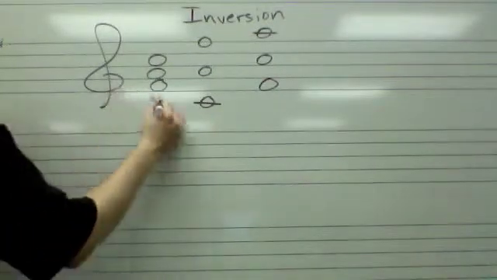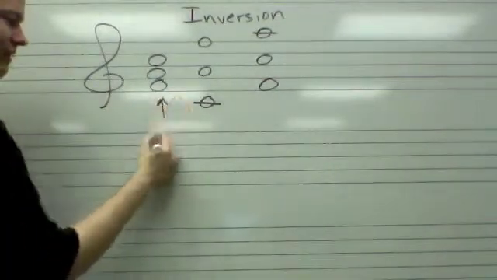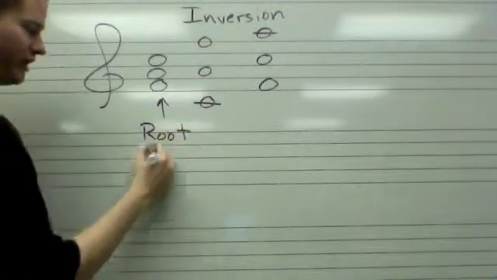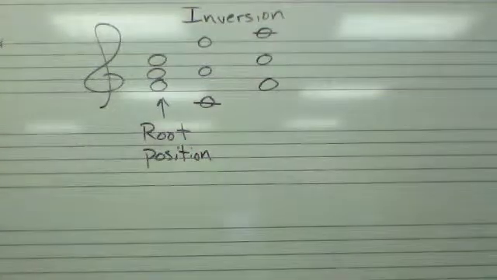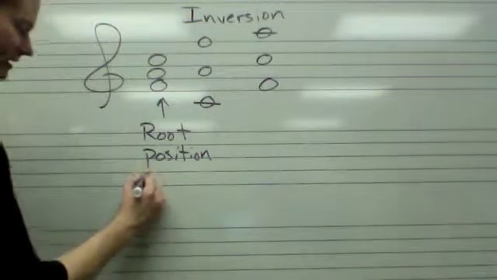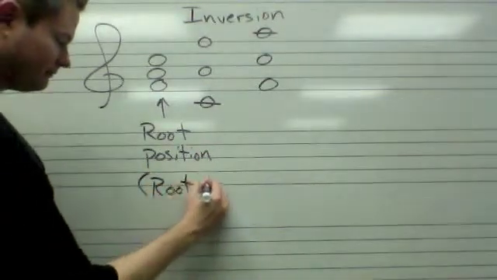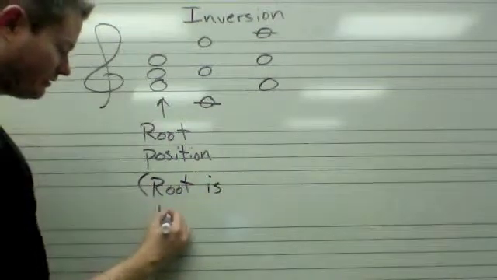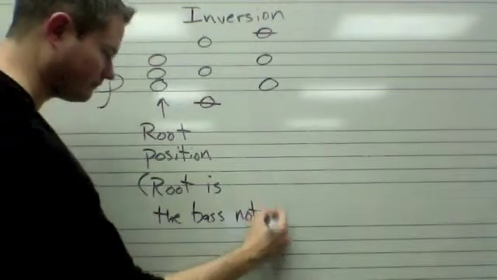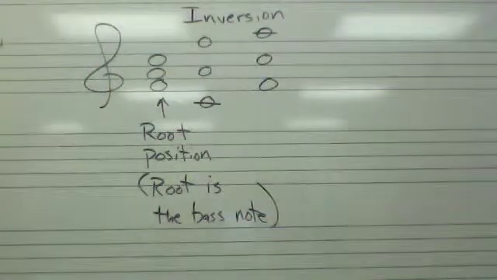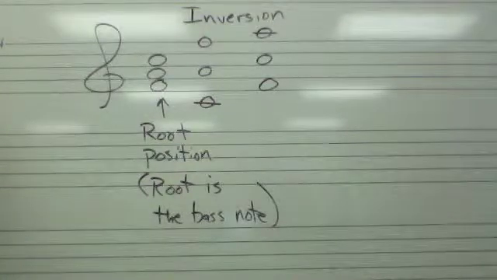This chord, the first one, is in root position. Root position indicates that the root is the bass note. We already know what a root is. It's what gives the chord its name. An F major chord has F as its root.